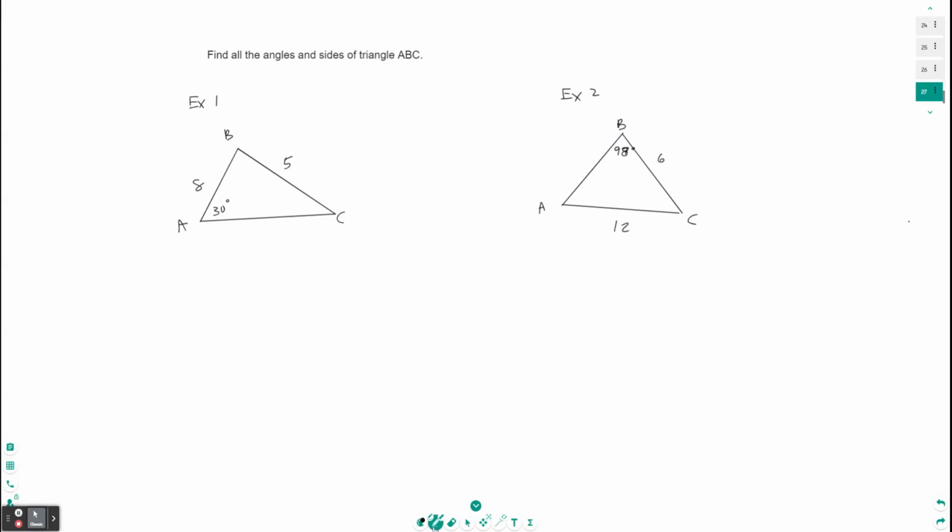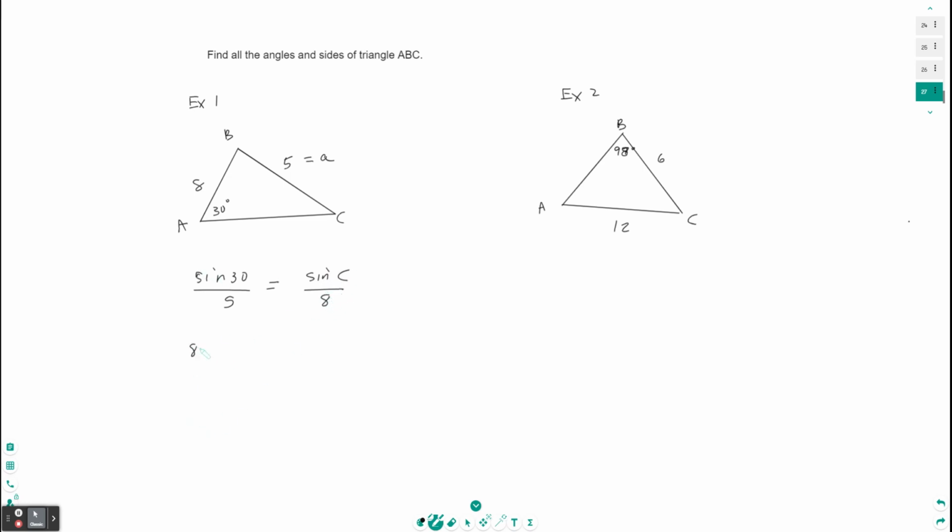All right, let's look at two examples here. Both of these are going to require the law of sines, and we will deal with the ambiguous case as well. So first here we have sine 30 over 5, because the angle here is opposite the side, and that equals sine of C over 8.